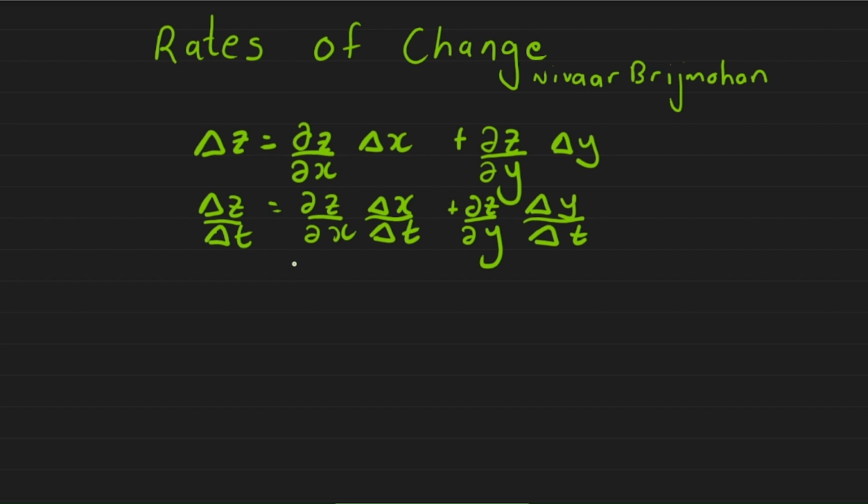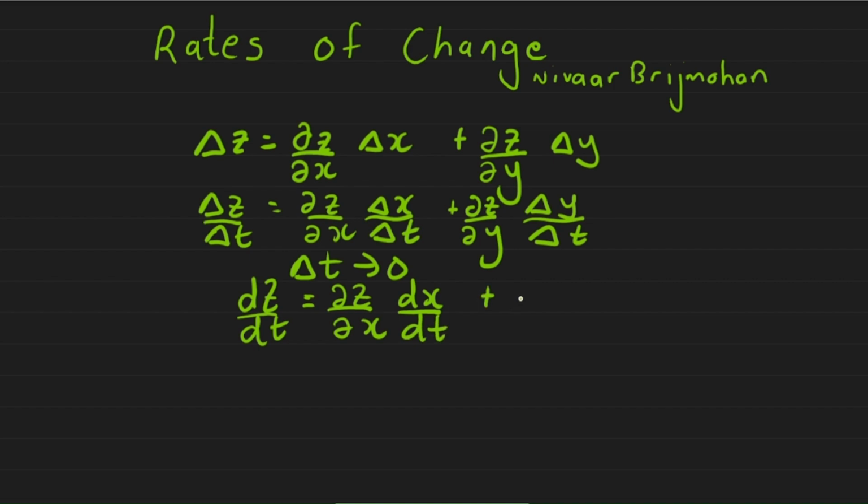If I then let delta t approach 0, what I'm going to get is that delta z/delta t will approach dz/dt. So dz/dt is equal to dz/dx times dx/dt plus dz/dy times dy/dt.